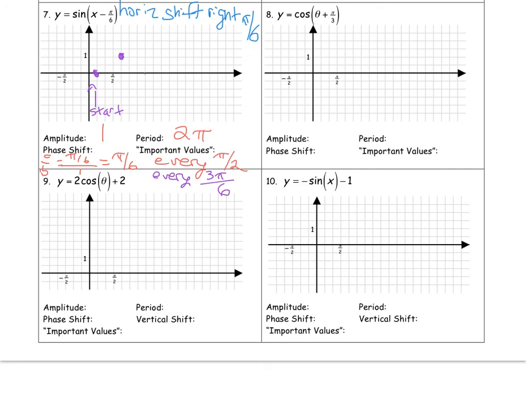Goodness gracious, what on earth was that? Ugh. That's better. Okay, then I would move another 1, 2, 3 pi over 6 to be down at my minimum value. And then I would move over another 1, 2, 3 pi over 6 to be back there. Okay. Be careful right here. Remember, you're starting from your starting point, so you go over 1, 2, 3. You'll be right there. And then you go over another, etc. Okay, so there's my function.